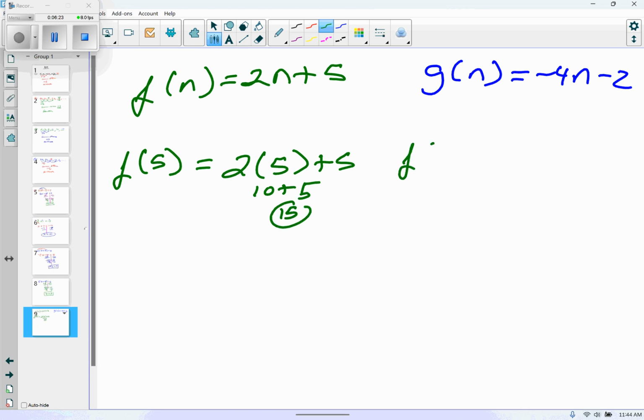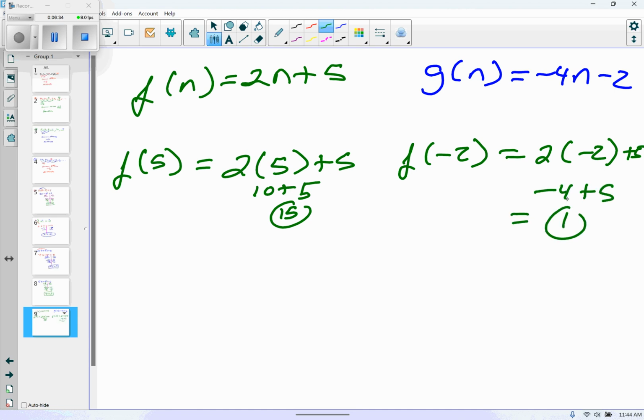We have f of negative 2. So I'm going to plug negative 2 in. So I get 2 times negative 2 plus 5. 2 times negative 2 is negative 4 plus 5. Gives me an answer of 1.